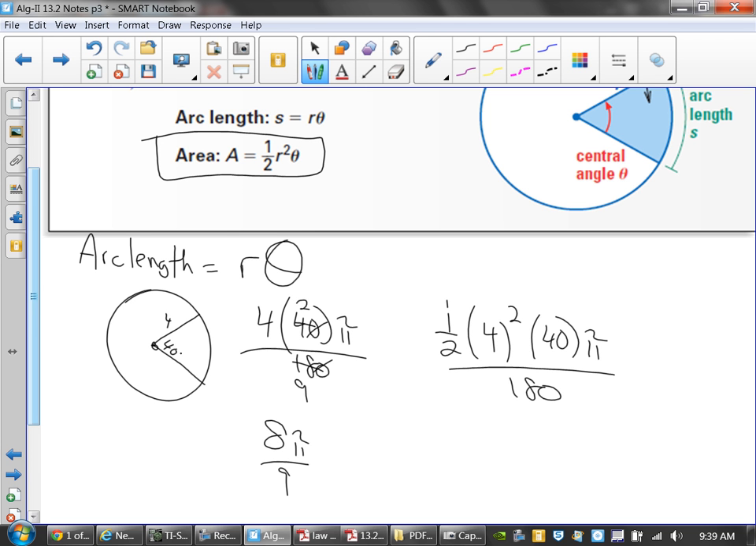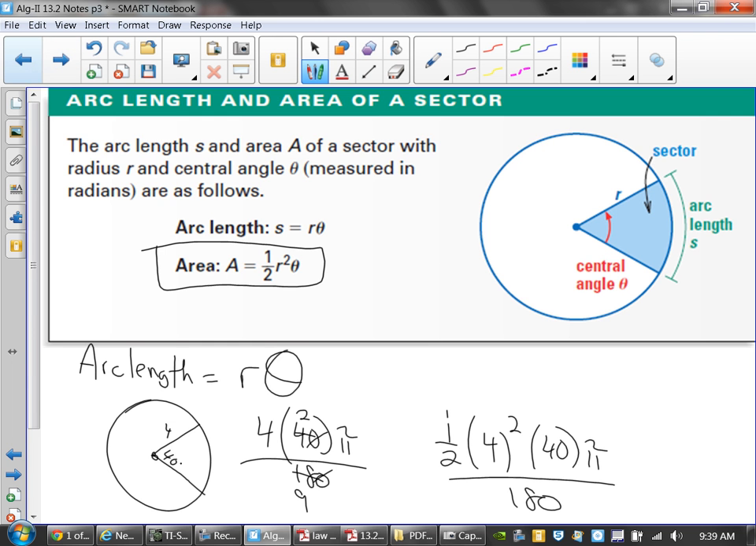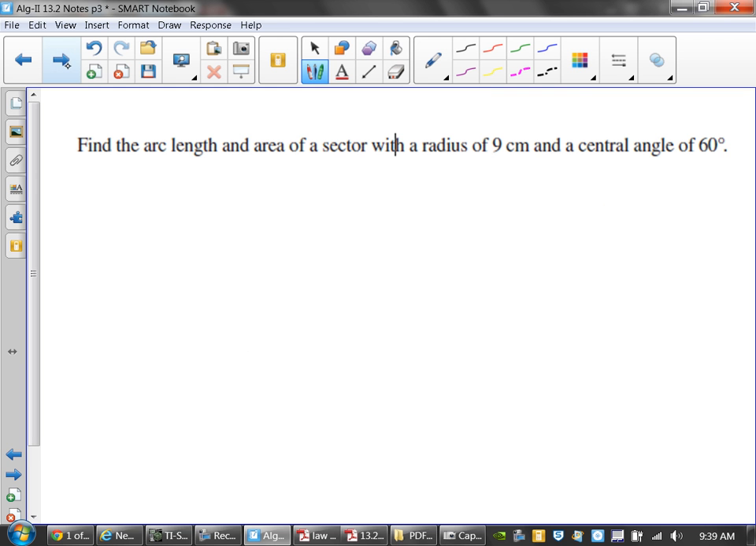Okay. So is that the same answer? It should. I don't think it is. I didn't do it. I mean, you get 16, so this becomes 8. 16 pi over 9. Do we leave it in pi? Yeah, leave it in pi.